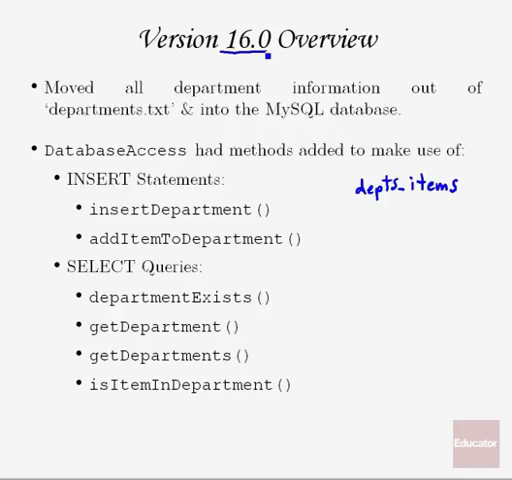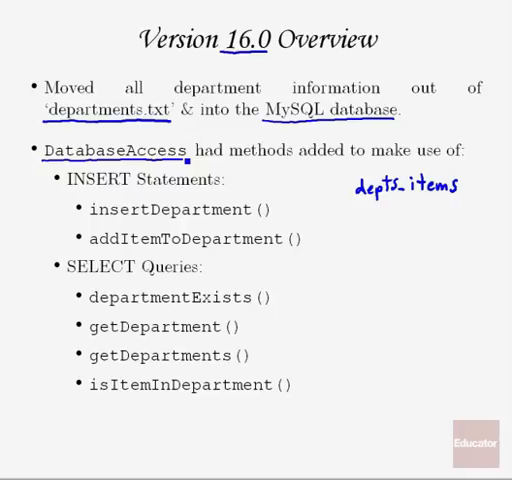So what we're going to be doing today in version 16.0 of the web application is officially moving all of our web application functionality that deals with departments out of this departments.txt file, and the functions that operate on that were in filelib.php, and moving everything into the MySQL database. We're going to do that by implementing some more methods in our database access class that will allow us to add items to our store, add items to a department in the store, and also retrieve department information from the store.